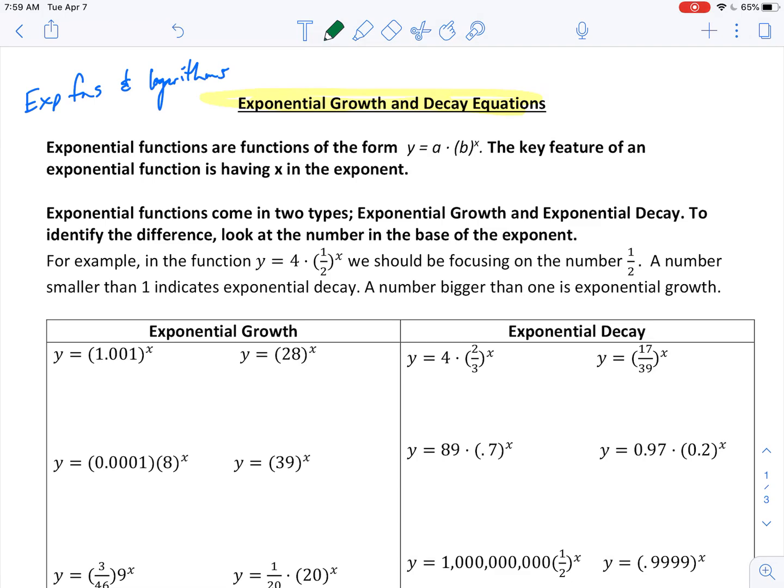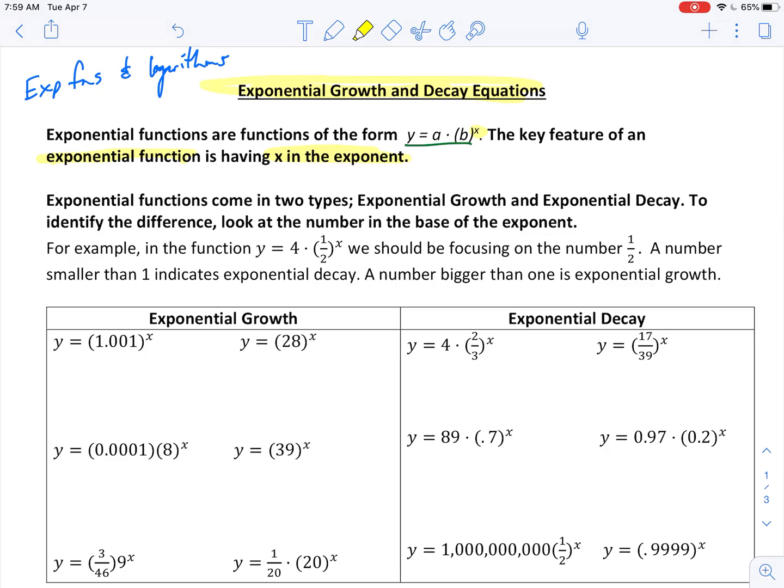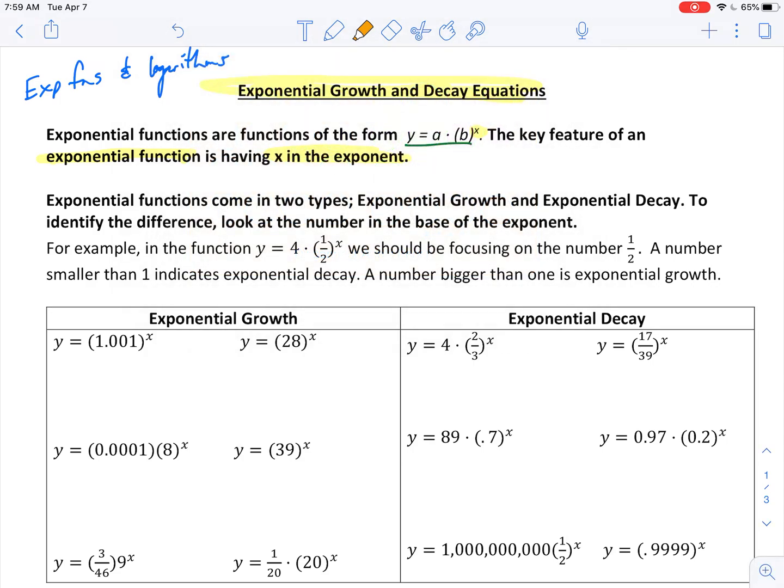So that's kind of how we saw our connection between exponential functions and logs, those inverse operations. Now, this week we're going to talk about exponential functions of the form y equals a times b to the x. And the key feature of that exponential function, what makes it an exponential function, is the fact that I've got an x in the exponent. That's that key feature we're looking for to identify an exponential function.